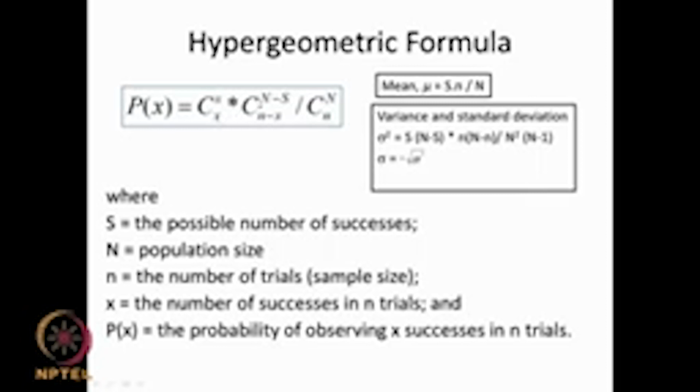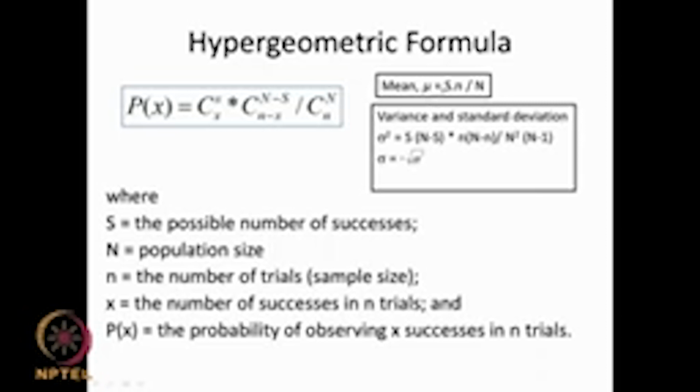C S x, C N minus S by n minus x, divided by C N n, where capital N is the population, small n is the sample size, okay. x is the number of successes in the trial, okay. S is the maximum possible number of successes, and this is called the probability of observing x successes, okay.